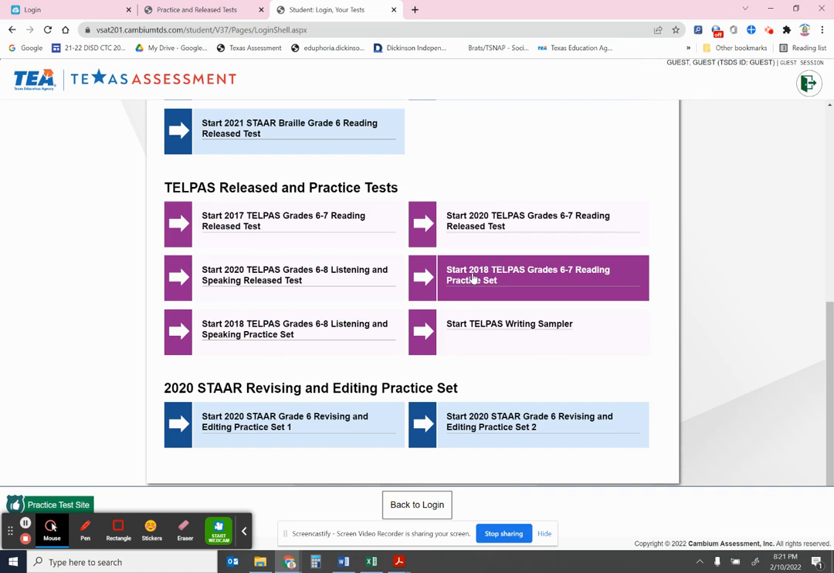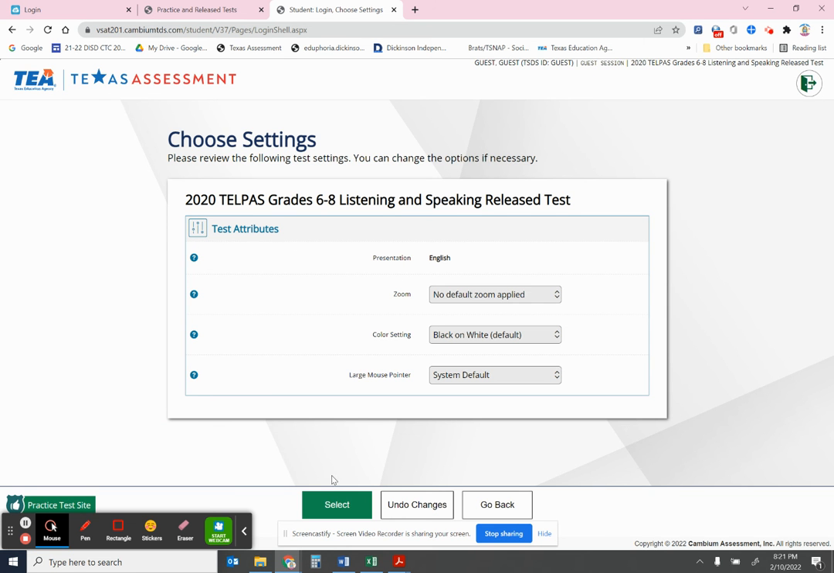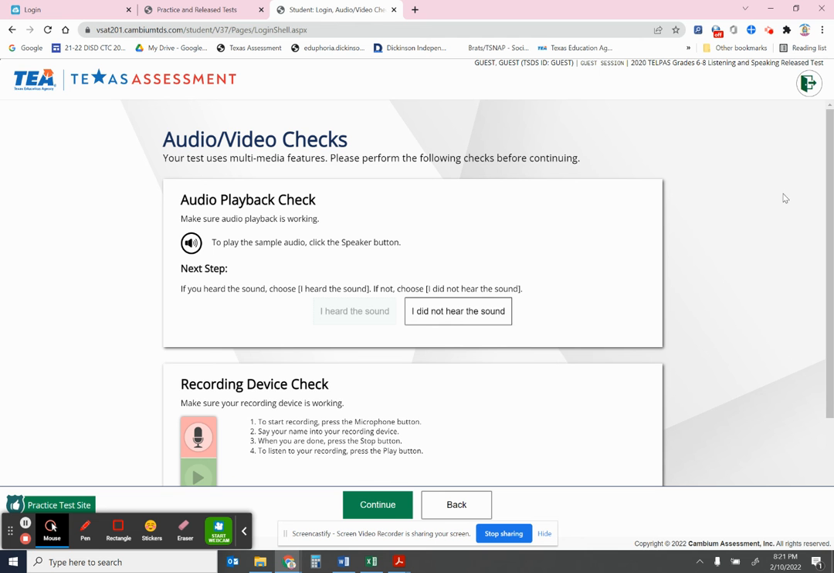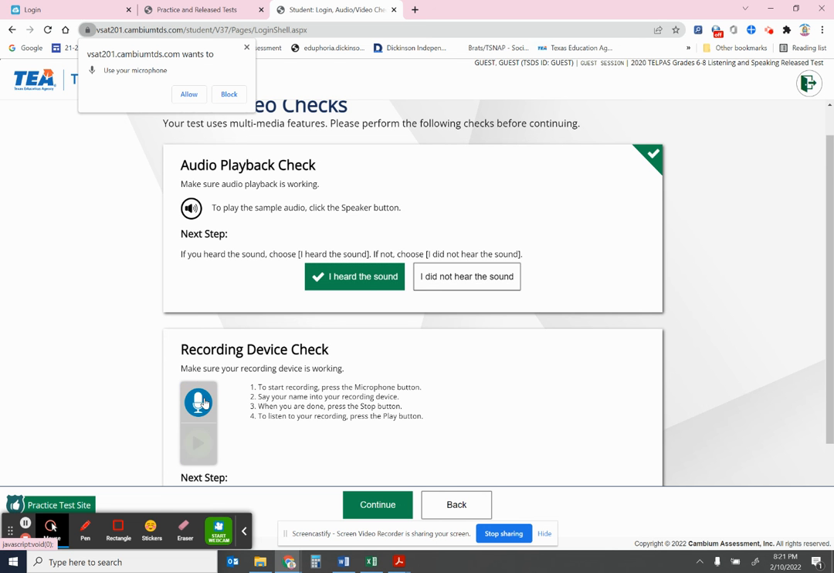Okay, so they can come in here and they can select a test. We don't need any test attributes. And then we can check our audio play. I heard it. We can check the recording.